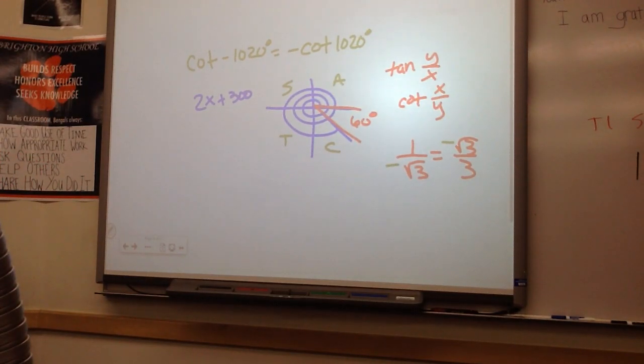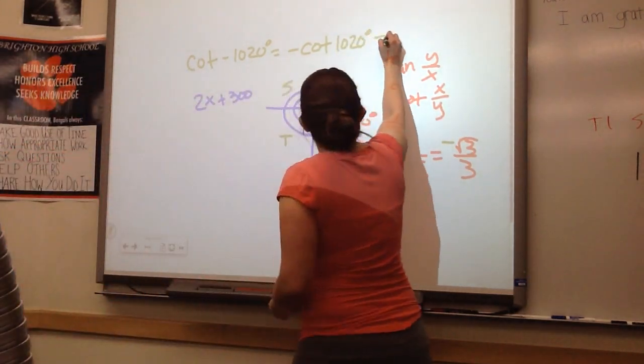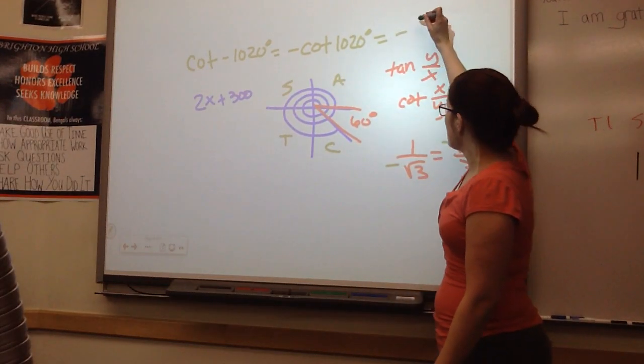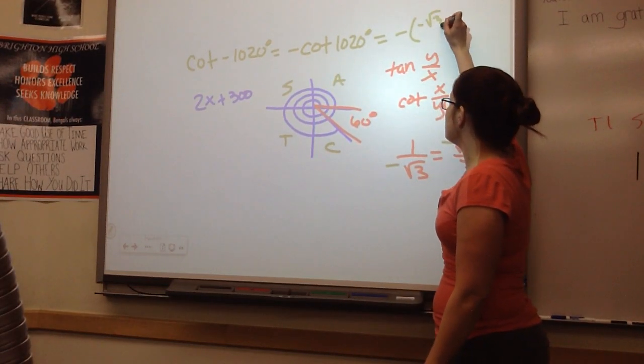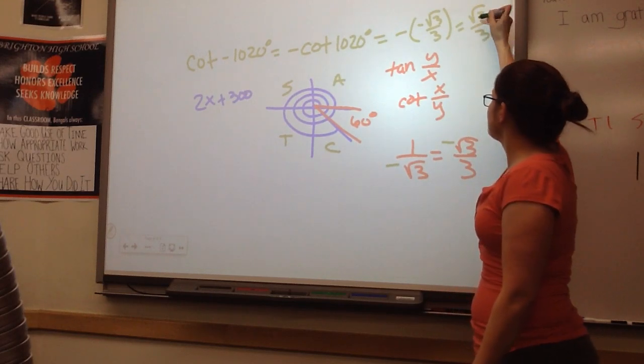Does that make sense? But have we plugged that into the cotangent negative yet? Yeah, I did at the very beginning. Oh, no, sorry. I understand what you're saying. So then we have, this was the cotangent of 1020, so we're doing the opposite of negative root 3 over 3, which gives us positive root 3 over 3.